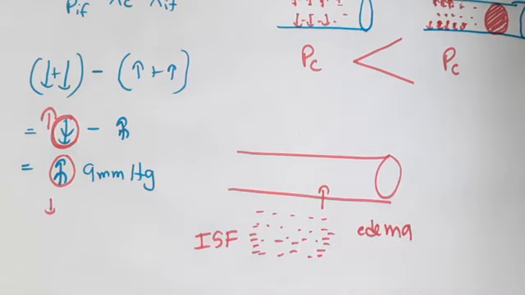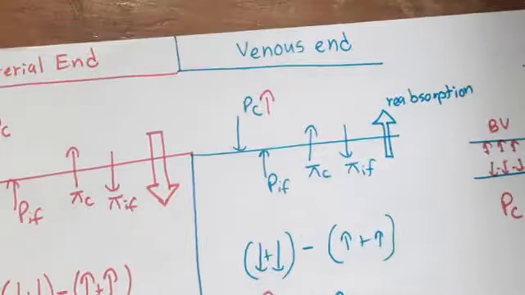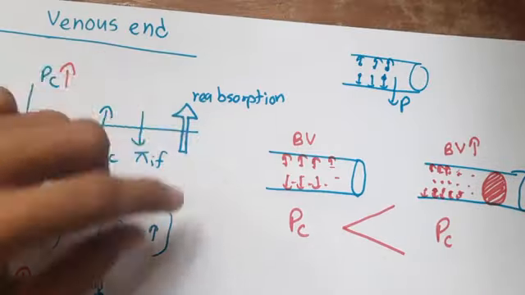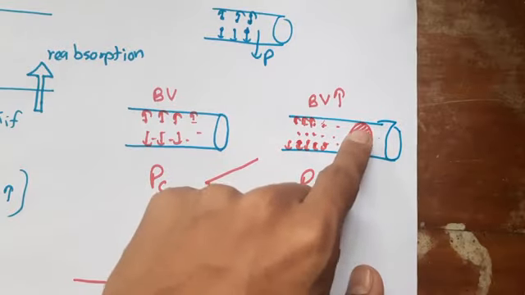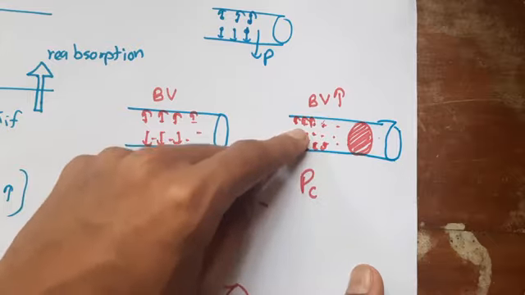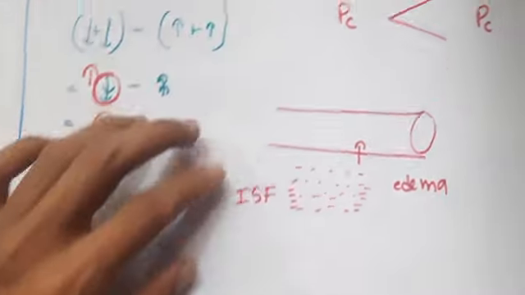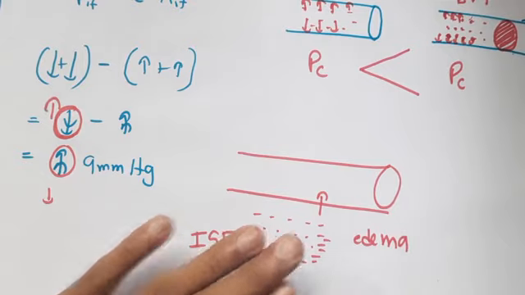This is what happens in deep vein thrombosis. This is how edema occurs. In the venous end, the net result is reabsorption. With a blood clot obstructing the vein, the blood particles within the obstructed vessel rise. As a result, the PC value rises, net reabsorption reduces, and excess fluid accumulates in the interstitial fluid, resulting in edema.